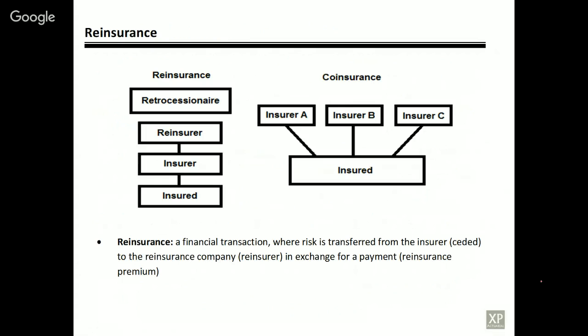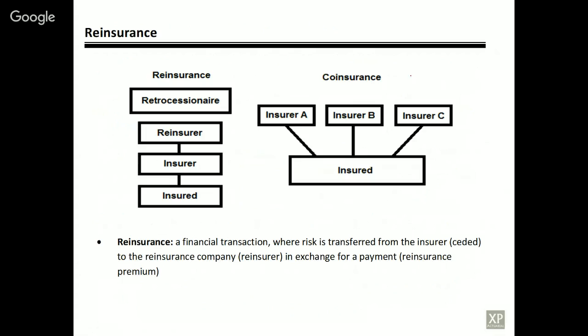Finally, we have reinsurance. So reinsurance is a financial transaction where risk is transferred from the insurer, or the ceded, to the reinsurance company or the reinsurer in exchange for a reinsurance premium. So you have an insured who buys insurance from the insurer, who then buys insurance or reinsurance from the reinsurer. And then the reinsurer can actually buy insurance on itself from retrocessionaires.